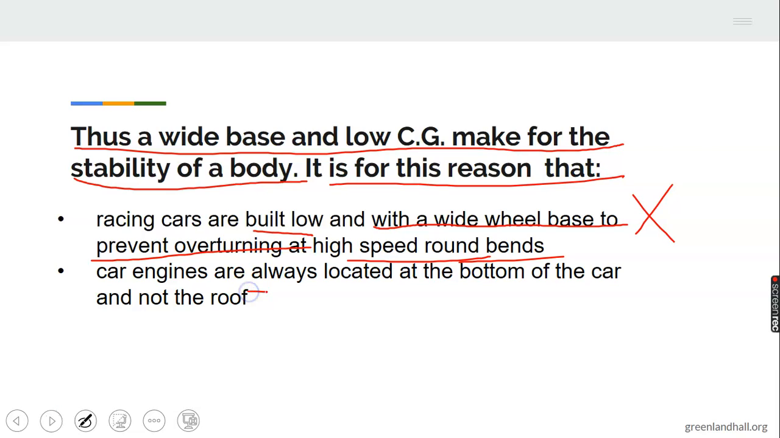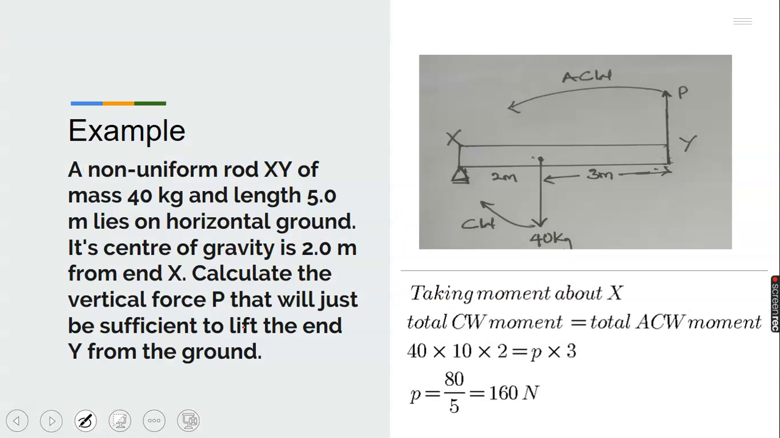Now, a car engine is always located at the bottom of the car and not the roof. Now, imagine if the engine of the car is at the top. Just imagine what could happen when the car is racing at a very high speed. For this reason, when the center of gravity is low and with a wide width, the object is said to be in stable equilibrium.